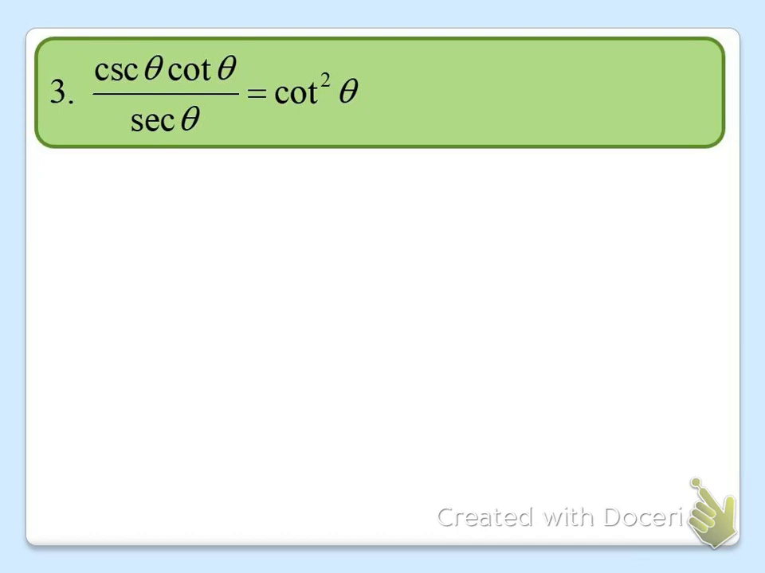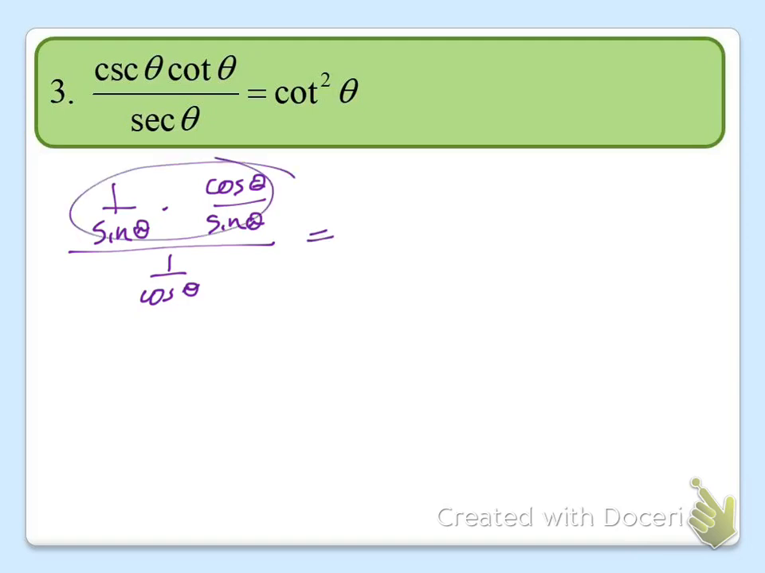Okay? Next one. Left side looks more complicated, so let's work with that. My first instinct is to go ahead and rewrite all of these in terms of sine and cosine. And so you get that. Now we can multiply the numerator together and get cosine theta over sine squared theta over 1 over cosine theta.